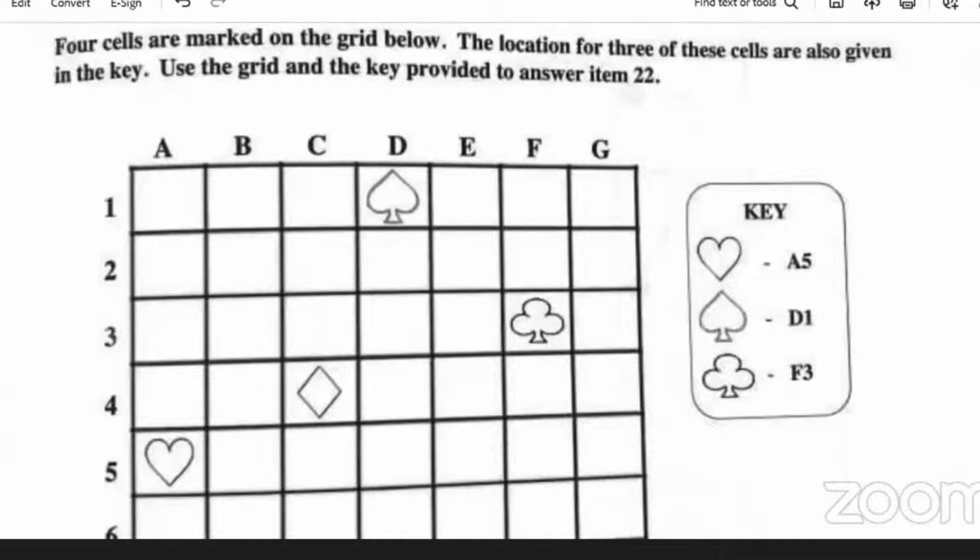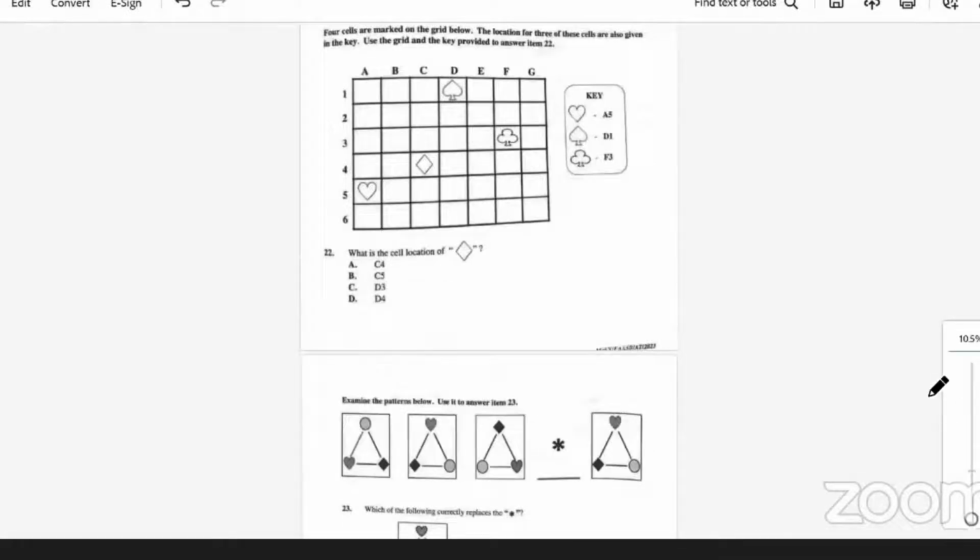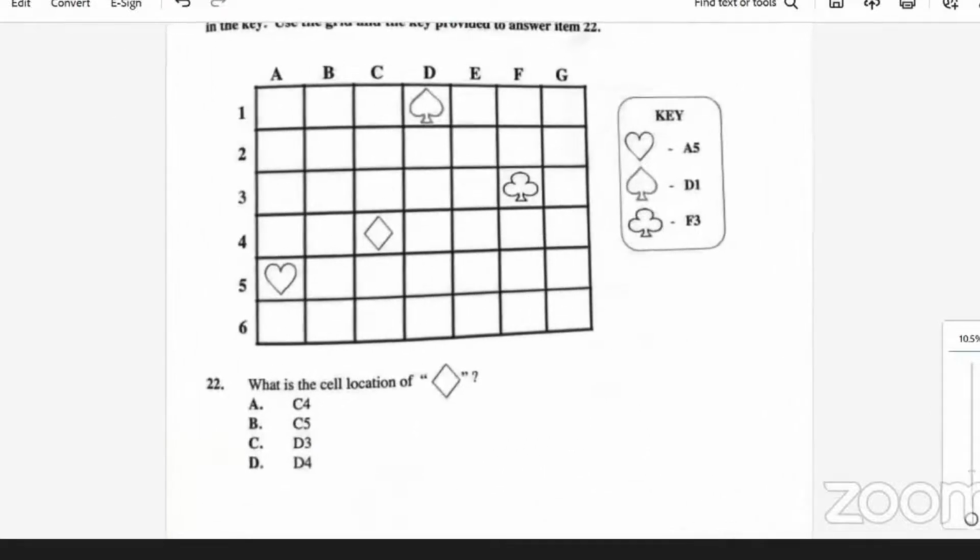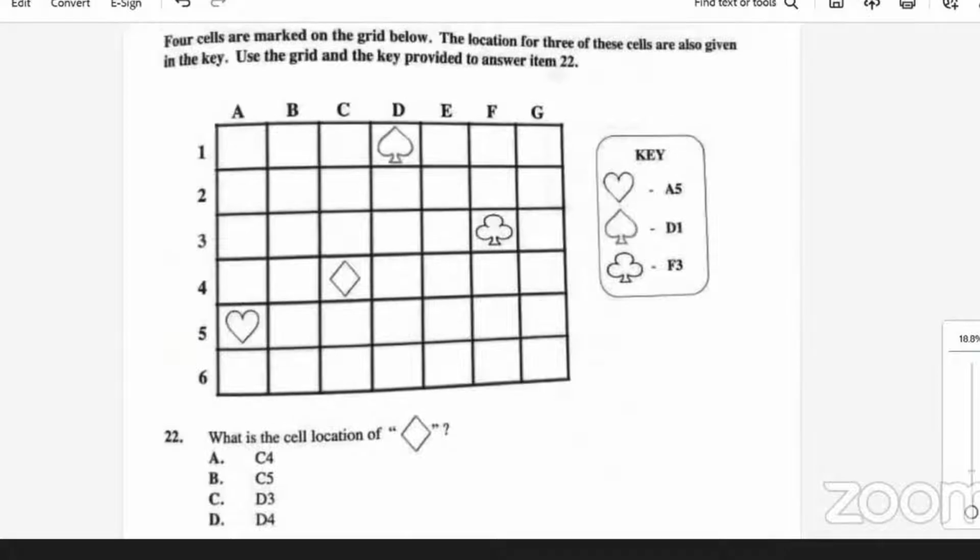All right, so let's look at this. Make it a little bit smaller. Oops, that's very small. All right, so let's go a little bit this way so we can see everything all at once. All right, it says 4 cells are marked on the grid below. The location for 3 of the cells are also given in the key. Use the grid and the key provided to answer item 22.